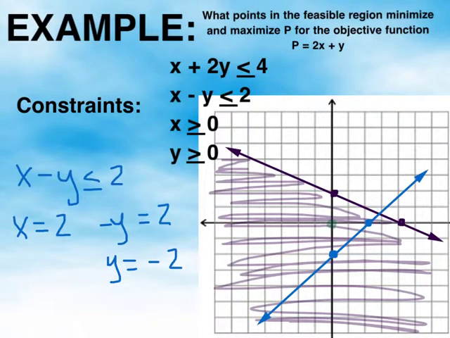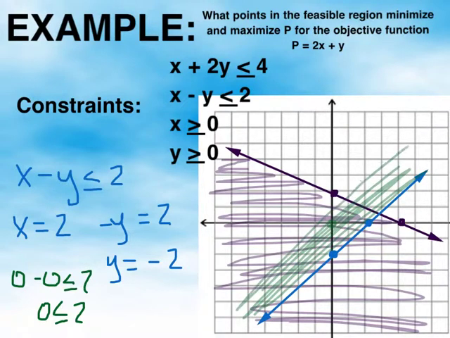Is 0, 0 part of my solution? So is 0 minus 0 less than or equal to 2? Is 0 less than or equal to 2? Yes, it is. So that means 0, 0 needs to be a part of my solution. So that means for this line, I should shade above it.